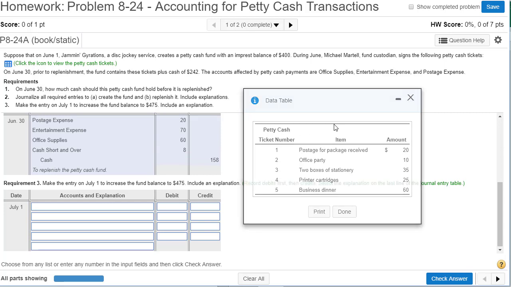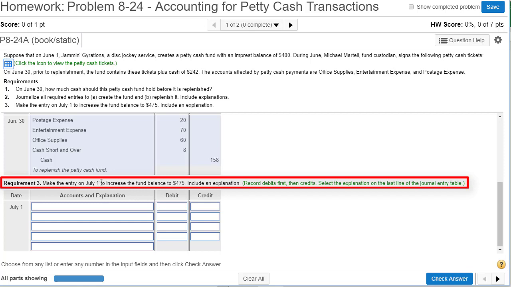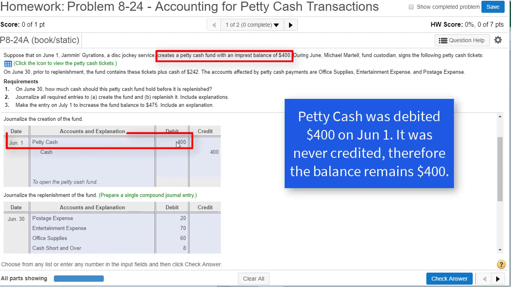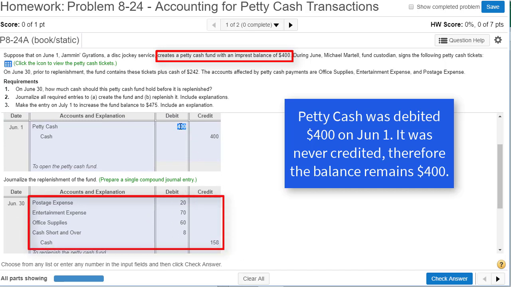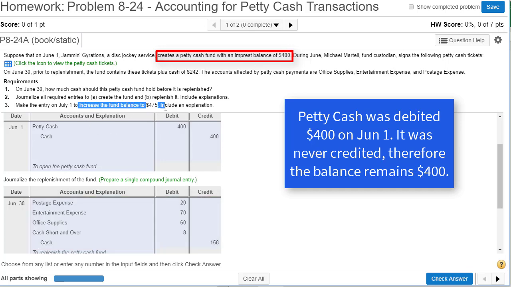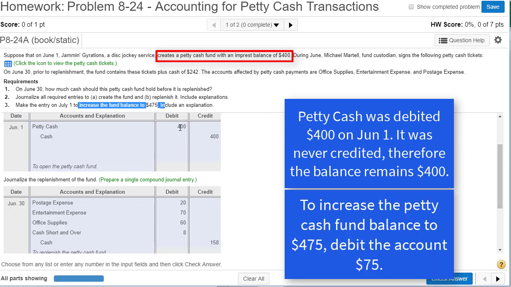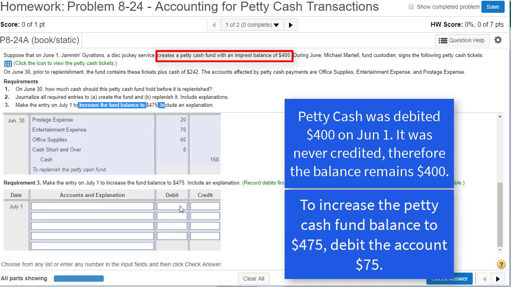All right. So now on July 1st, make the entry on July 1st to increase the fund balance to 475. Okay, so when Michael originally set this up, he thought $400 was going to be enough. Well, if you find out that that's not enough, you can increase it more. So I'm going to scroll up. We already set the petty cash fund to $400. Notice this transaction down here did not affect the petty cash account. So it's still at 400. But the problem says we want to increase the fund balance to 475. So how do we go from 400 to 475? We're going to add 75 more to the petty cash fund.